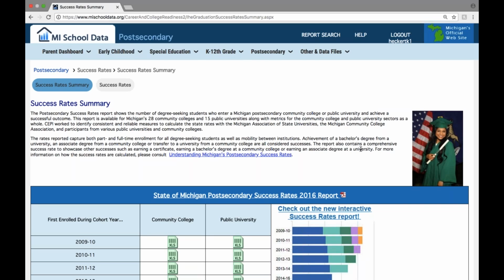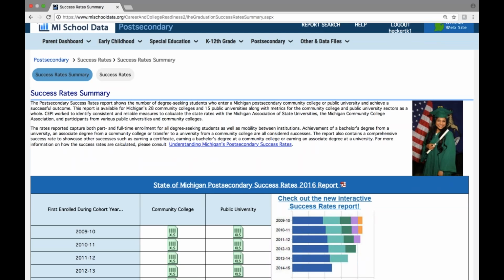You can read more about the success rates here, what this is and what this is not real quick. So success rates is only looking at Michigan's public universities and community colleges. We include data from NSC, in-state, out-of-state, but we're reporting on behalf of our publics here. And we've taken the time to define what a successful outcome is, and we include transfers in this report.